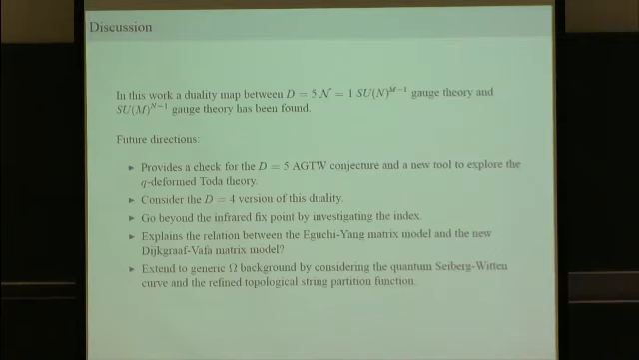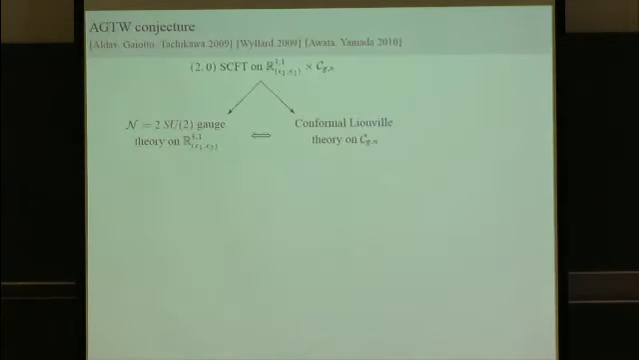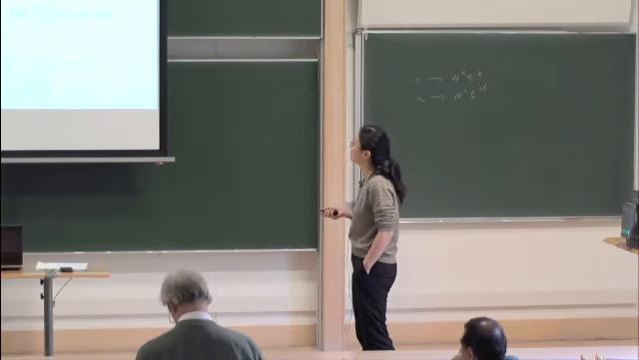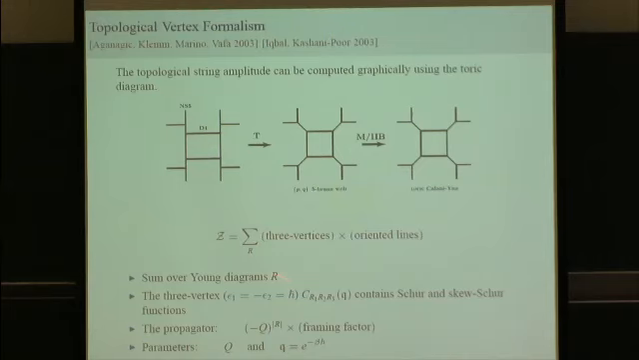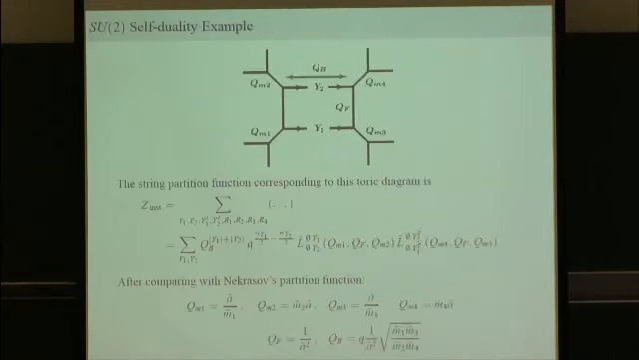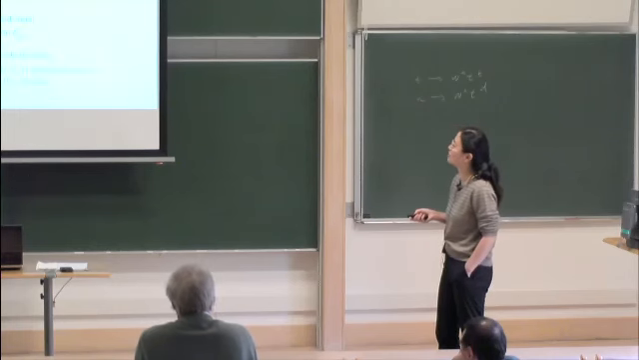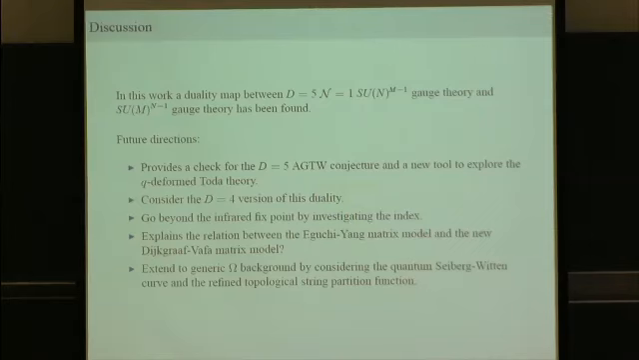And of course, extending. In this talk, I only look at the case where epsilon 1 is equal to minus epsilon 2. So extending to a generic Omega background would also be possible by using the refined topological string partition functions. So thanks for listening.